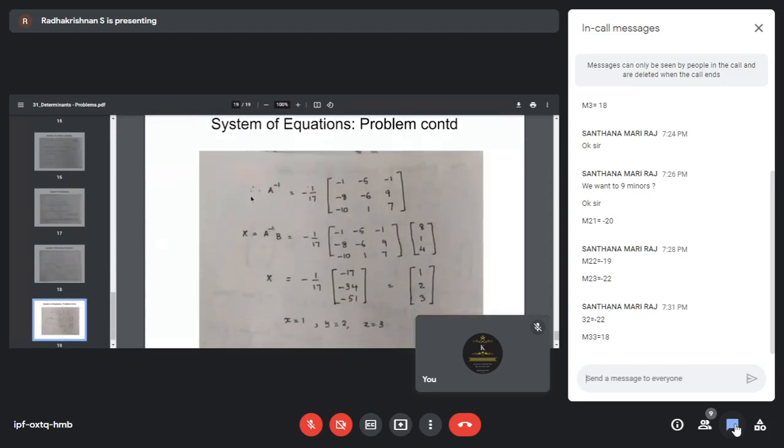So once you do that, you get A inverse equal to minus 1 by 17 into the matrix minus 1, minus 5, minus 1, minus 8, minus 6, 9, minus 10, 1, 7. So we know that X equal to A inverse into B. So that means write down that A inverse matrix and B is 8, 1, 4. So you just multiply these two matrices and you get X equal to 1, 2, 3. That means small x equal to 1, y equal to 2, z equal to 3. Right?